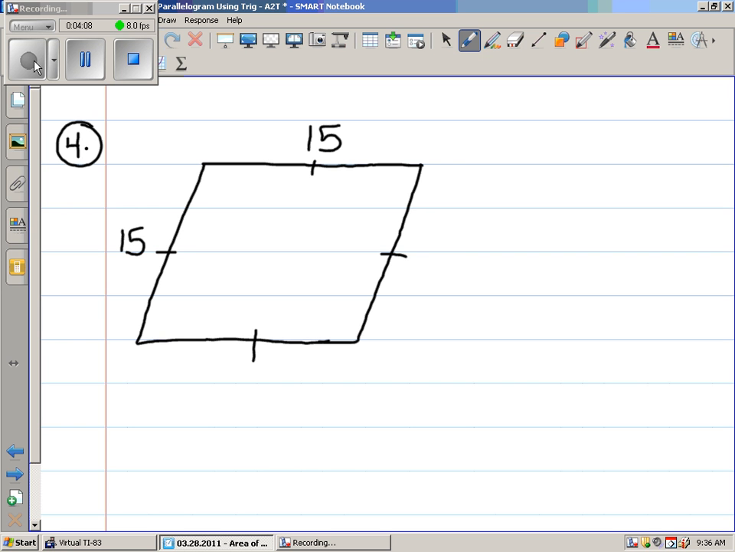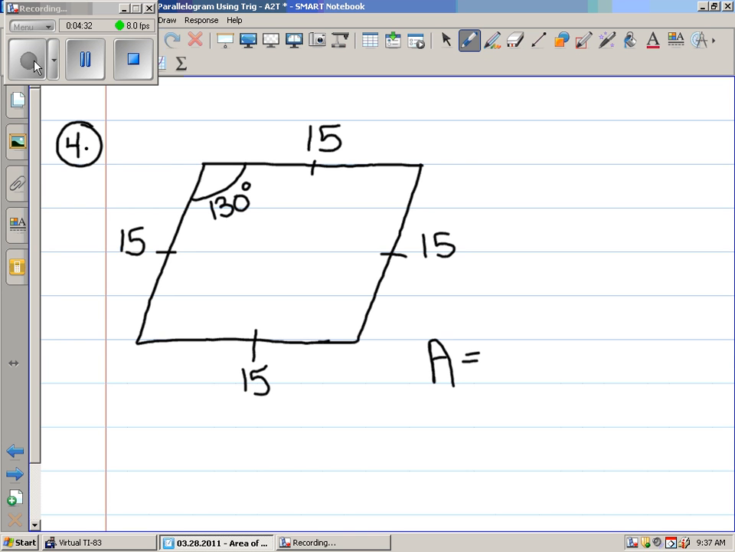Okay, so here we go. So all sides then are 15 because it says this in the directions. You know all the sides are 15, and then it tells you one of the angles is 130. And you say to yourself, self, do I have enough information to find the area of this rhombus? Yeah. Let's do it up.